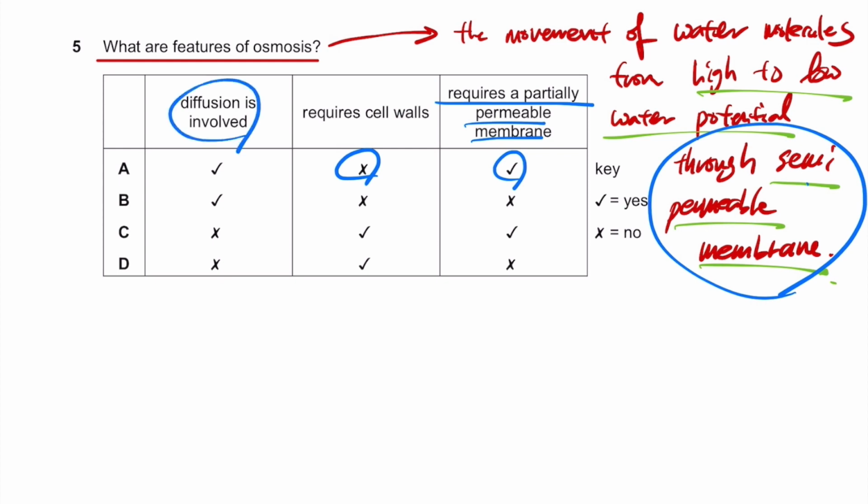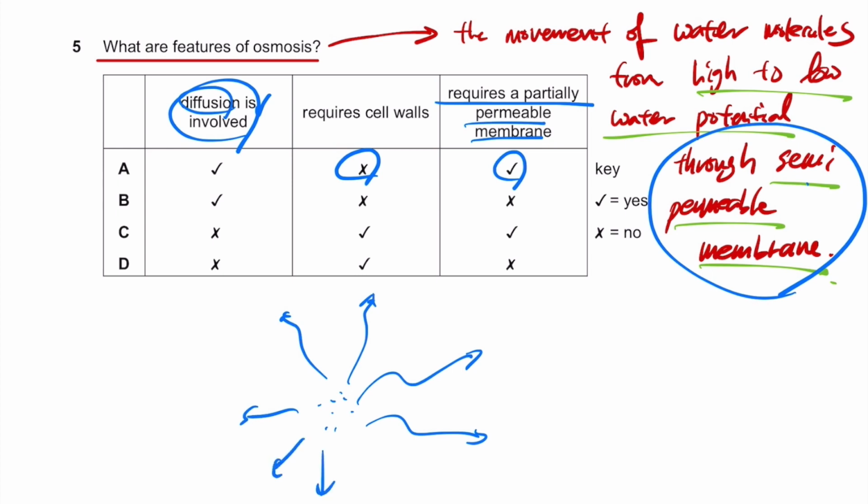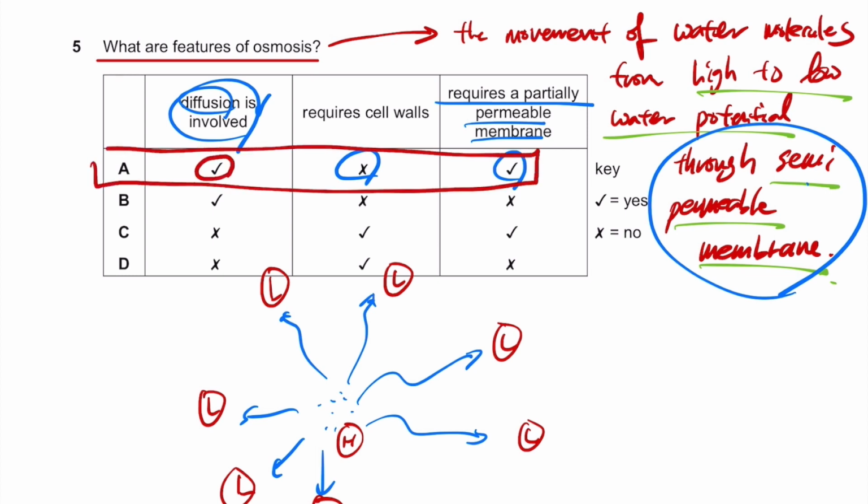However, let's have a look at the first option here. Diffusion is involved, yes, because osmosis is a specific type of diffusion. So diffusion is the movement of particles from high concentration to low concentration. Okay? So this is the region of high concentration and low concentration here and there. So yes, osmosis is a type of diffusion. So A is the perfect answer. Okay?